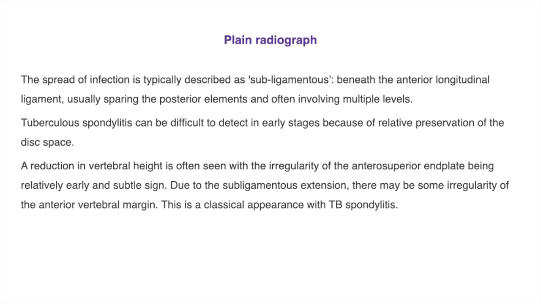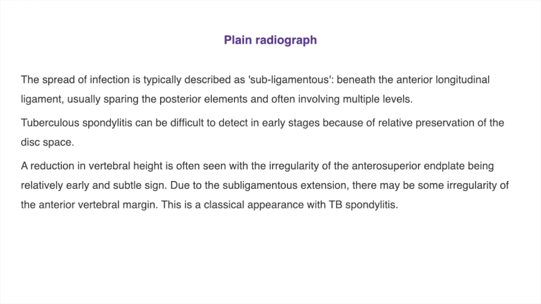In plain X-rays, tuberculous spondylitis can be difficult to detect in the early stage because of the relative preservation of the disc space. A reduction in the vertebral height is often seen, with irregularity of the anterior superior end plate being a relatively early and subtle sign.